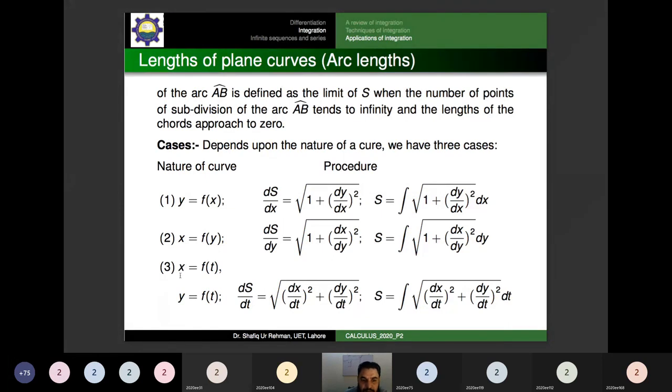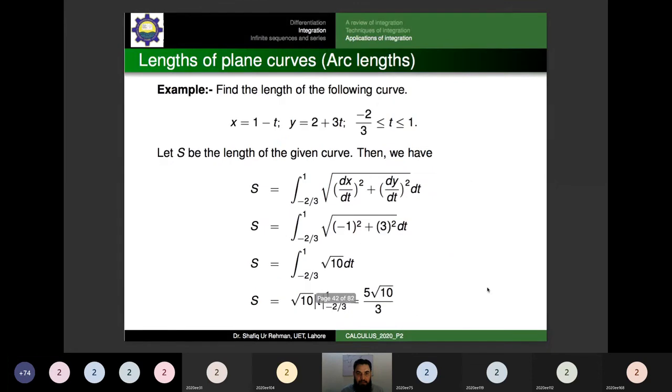And in the case of a curve expressed in terms of parameters, x as a function of t, y, for example, g of t, this is going to be the formula. Rate of change of x with respect to t, rate of change of y with respect to t. So this is how you need to integrate this expression with respect to t.